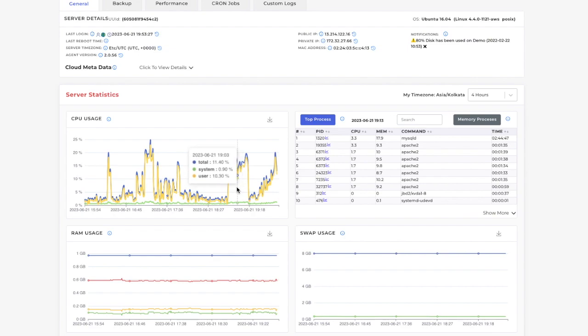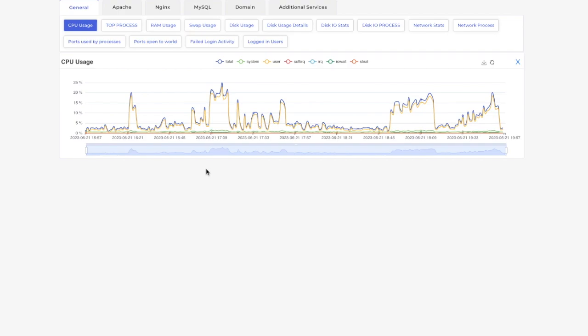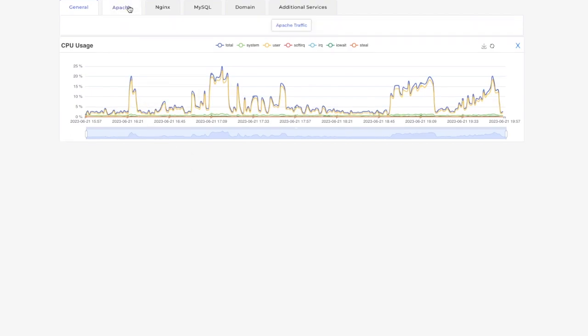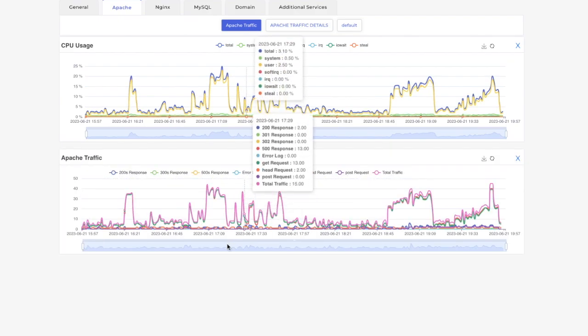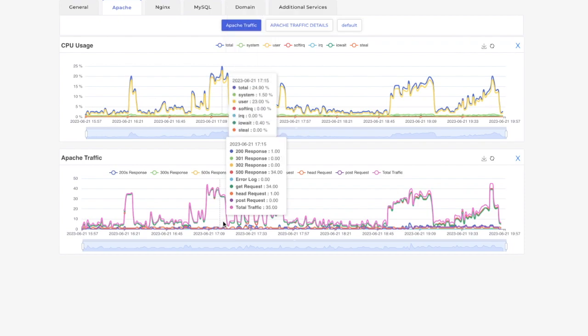Now, if we want to see the correlation of how CPU usage relates to Apache, you could click on the CPU usage chart. It will take you to a more detailed screen, and then we can open the chart for Apache traffic details. Looking at these two charts together, we can clearly see a tight correlation between the two.